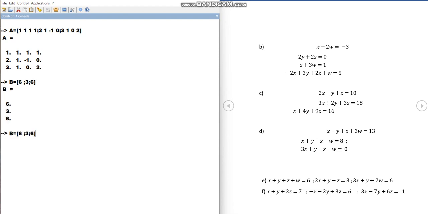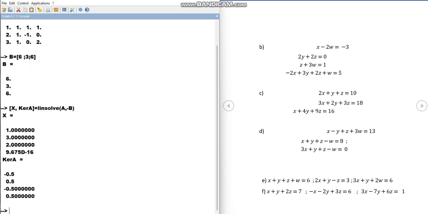Okay, so let us solve with linsolve A, minus B. Again we have the solution, and the kernel of A is a non-empty set. We are having infinitely many solutions. So viewers can try question F. I'll leave it up to you.